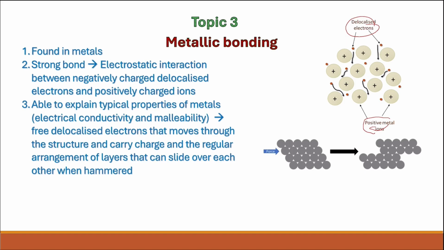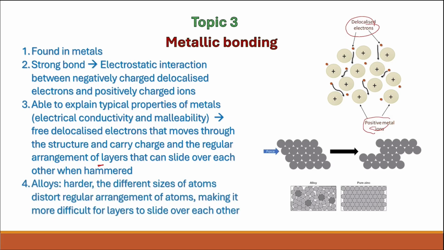The first one is the high melting points, and we talked about the high melting points due to the electrostatic force of attraction. And then they ask about electrical conductivity and malleability. Electrical conductivity: they can conduct electricity because there are free delocalized electrons that move through the structure and carry the charge. And then malleability is due to the regular arrangement of the layers that can slide over each other when hammered. And then they ask about alloys.